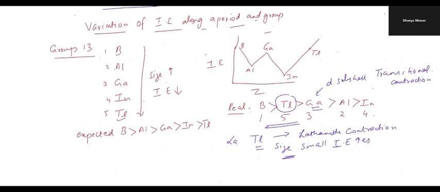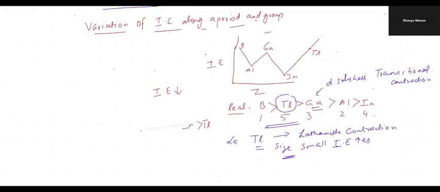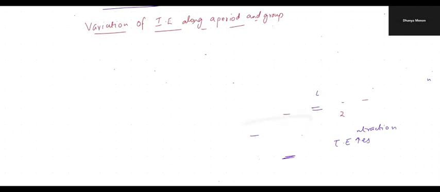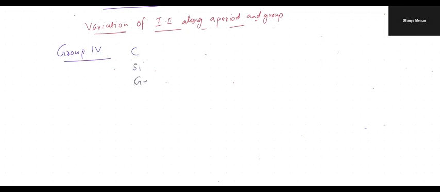Now, coming to another group, which is group 14. Group 14, okay? We have carbon, silicon, germanium, tin, lead.